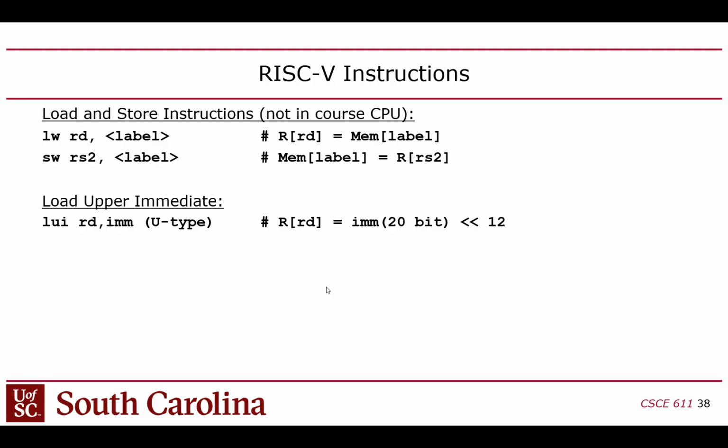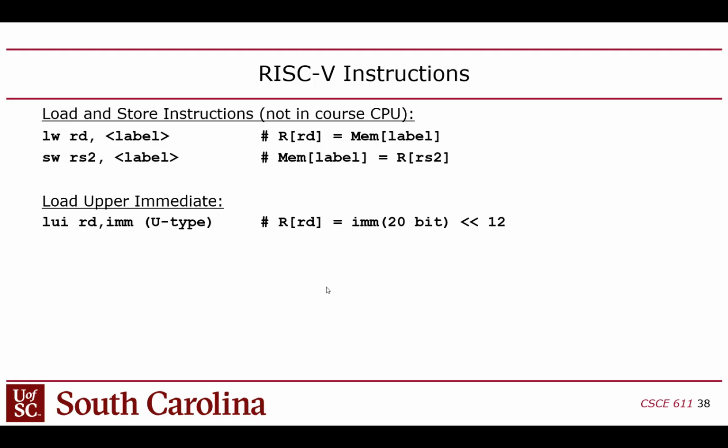And then there's this weird one called load upper immediate. This one always confuses students in this class. I always have a hard time explaining this one. Load upper immediate is a misnomer because it's not a load instruction in the sense that you're not accessing memory. A load upper immediate is where you take the immediate and you put it in the register. You might say, well, okay, but why not just use a load immediate? Why not use an LI for that?